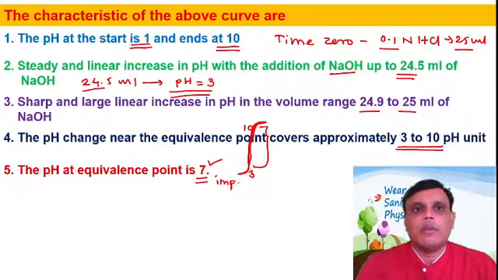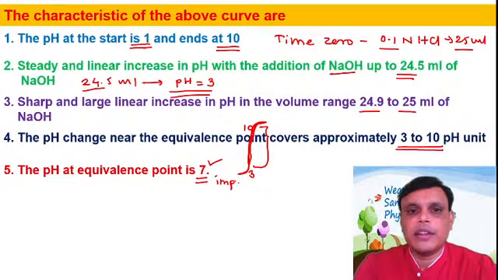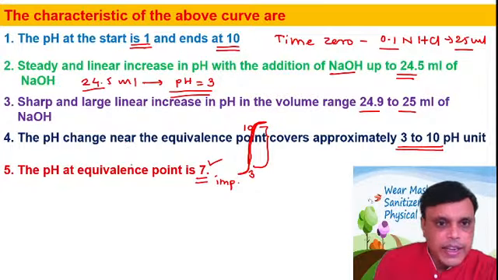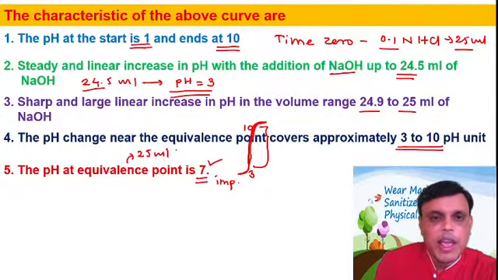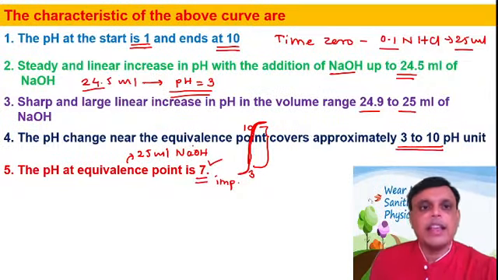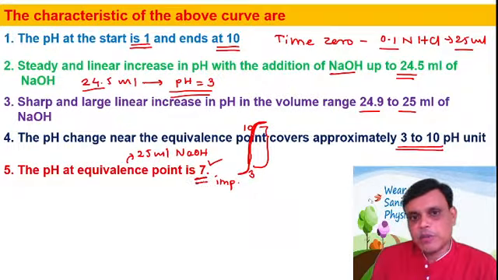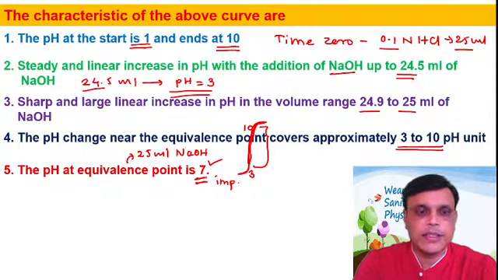The equivalence point we will get at approximately 25 ml volume. If you add 25 ml of NaOH, at that point you will get the equivalence point, and the pH at the equivalence point is 7. Okay, so this is the fifth point.